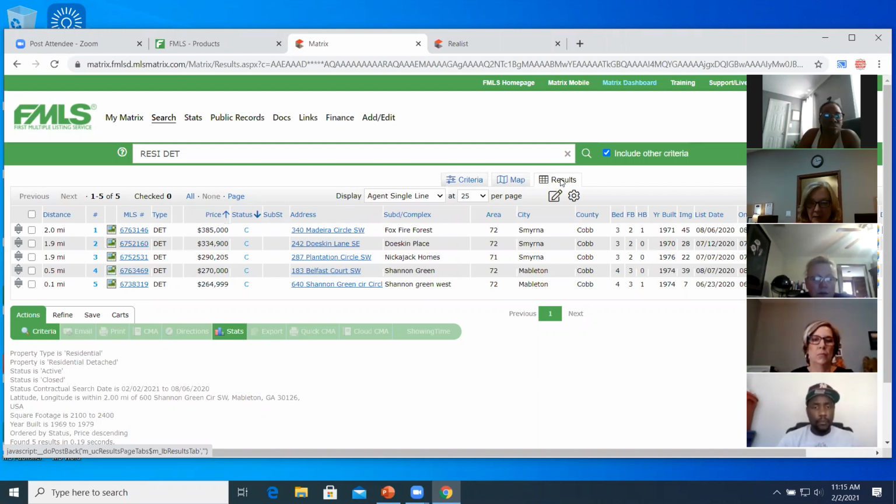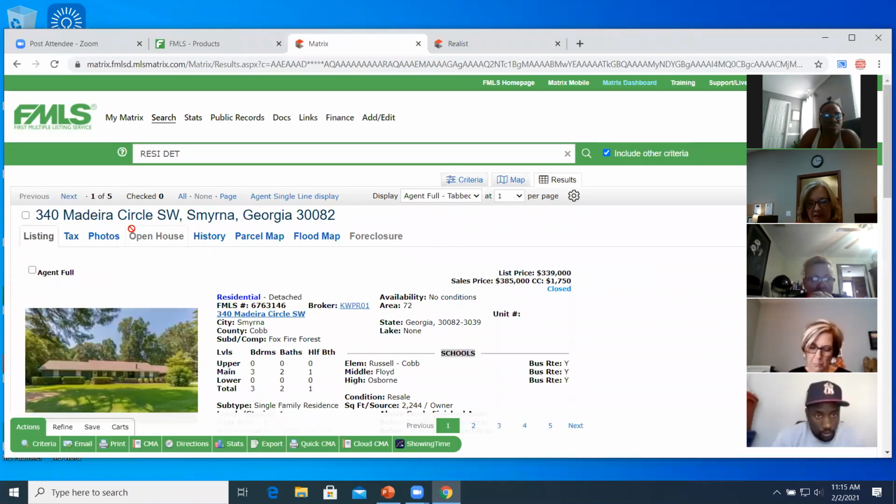But see, you've got higher priced houses around here. But also look at a couple other things. They're actually in Smyrna, even though they're within 2 miles, versus Mableton. May or may not make a difference. But what I kind of do now is I've got 5 properties to look at. So I go into actually looking at those properties to see if they're similar.